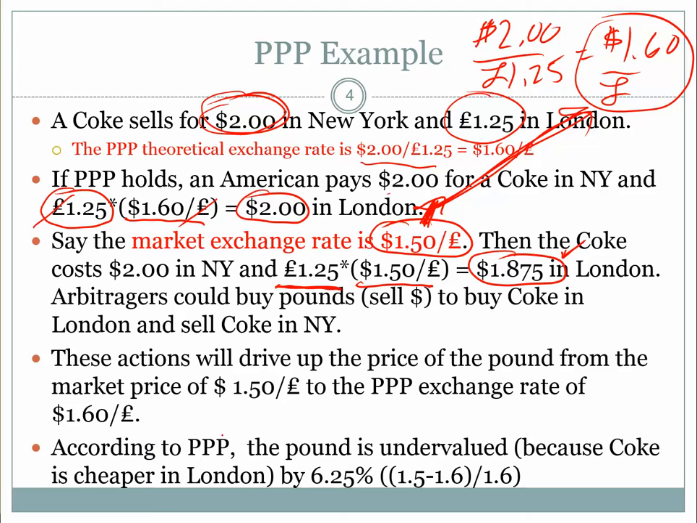In this case, we'd say that the market rate of the pound, $1.50, is too cheap relative to our PPP fundamental rate of $1.60. So what we can say is we believe that the pound is undervalued by 10 cents, or 6.25%, the difference of 10 cents over the base of the PPP.